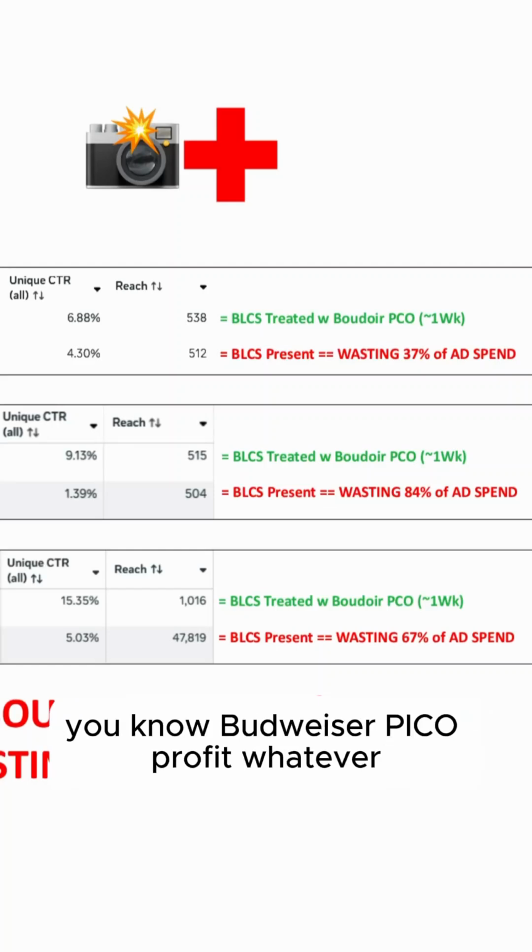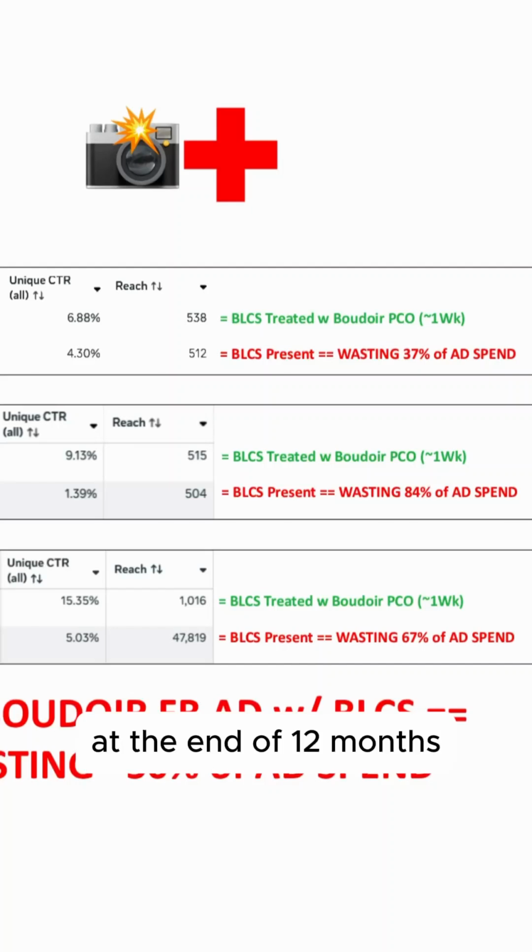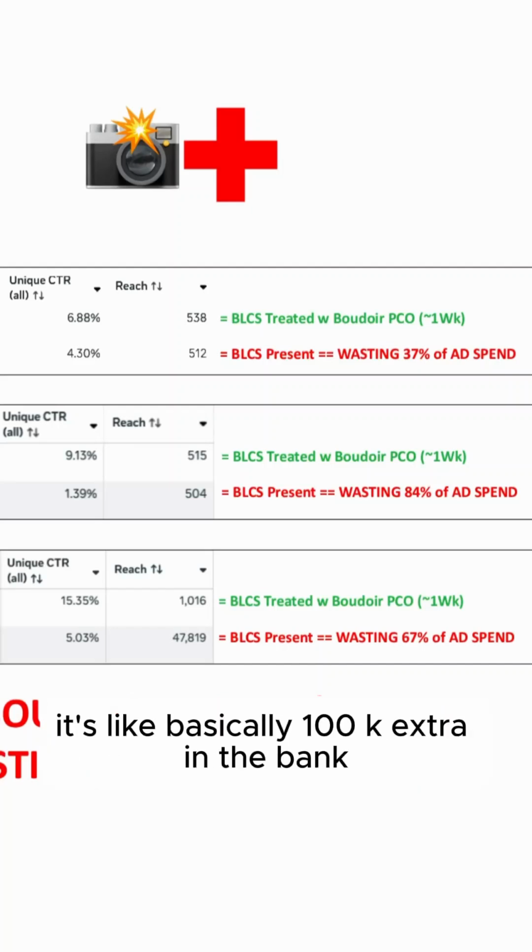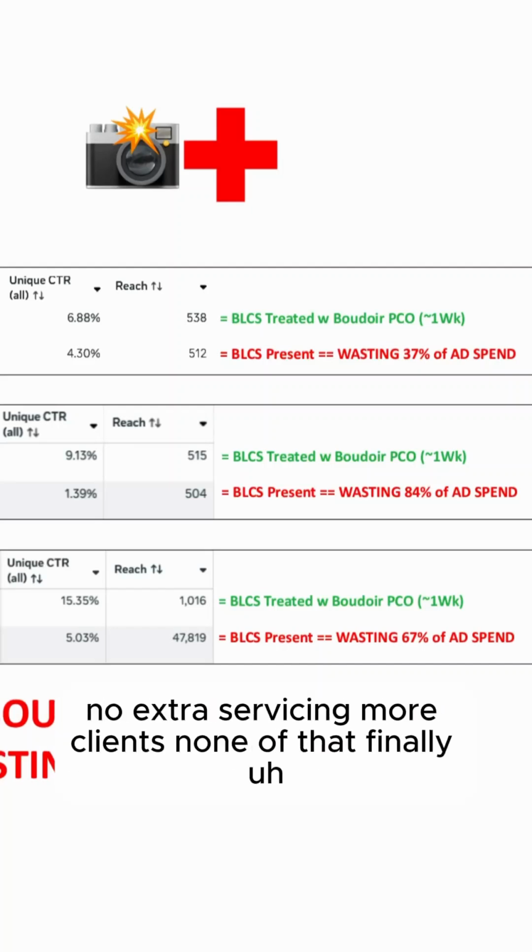Basically a phantom profit, Boudoir Pico profit, whatever. And at the end of 12 months, it's basically 100K extra in the bank. No extra work, no extra effort, no extra servicing more clients, none of that.